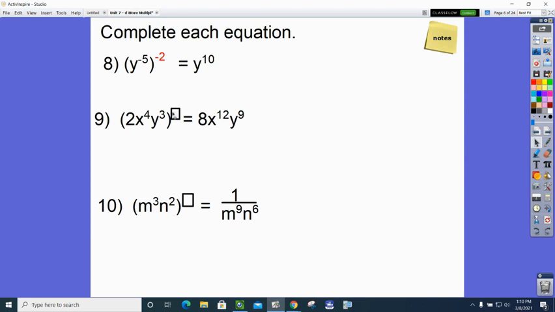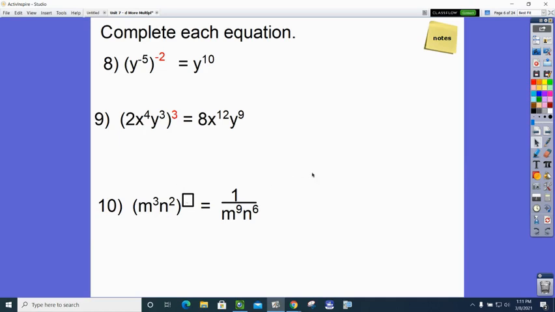Okay, the next one, what exponent would go here so that this expression raised to it would simplify to this expression? And did you put to the 3rd? Because 2 to the 3rd would be 8, x to the 4th to the 3rd would be x to the 12th, and y to the 3rd would be y to the 9th.